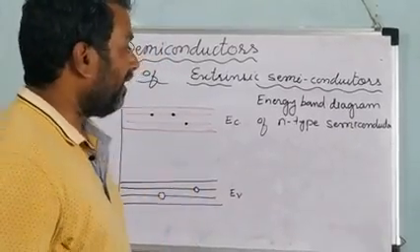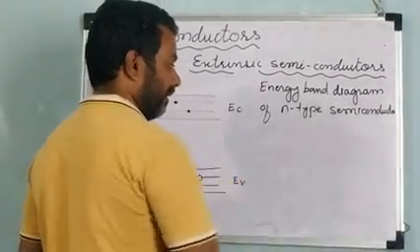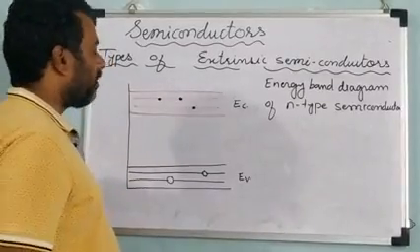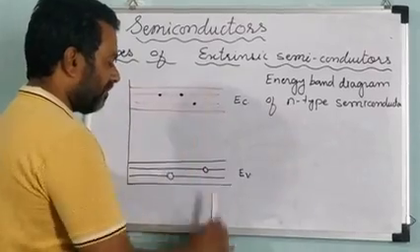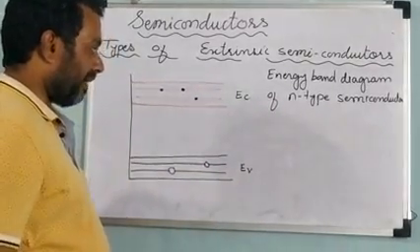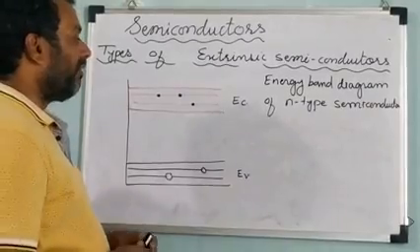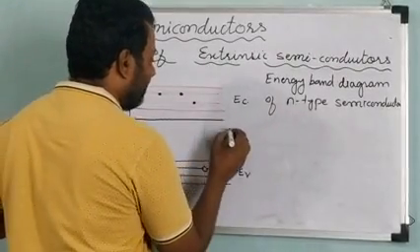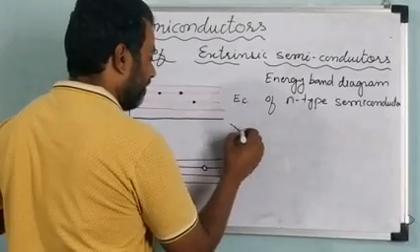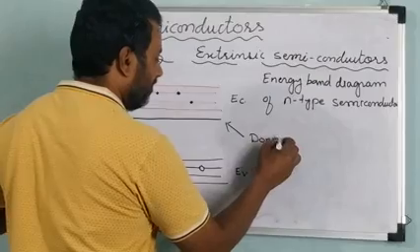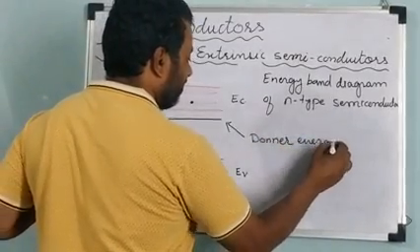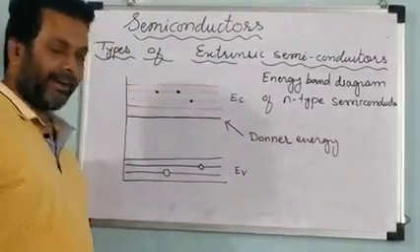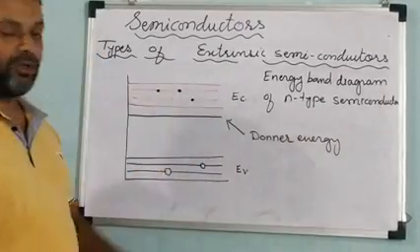So here is the energy band diagram of the n-type semiconductor. As usual, this is the energy level of the conduction band, and this is the energy level of the valence band. When the new level is formed for the donor, that donor energy level exists just below the conduction band. Remember, this is the donor energy level. Previously we saw the acceptor energy level. The acceptor energy level was just above the valence band and the donor energy level is just below the conduction band.